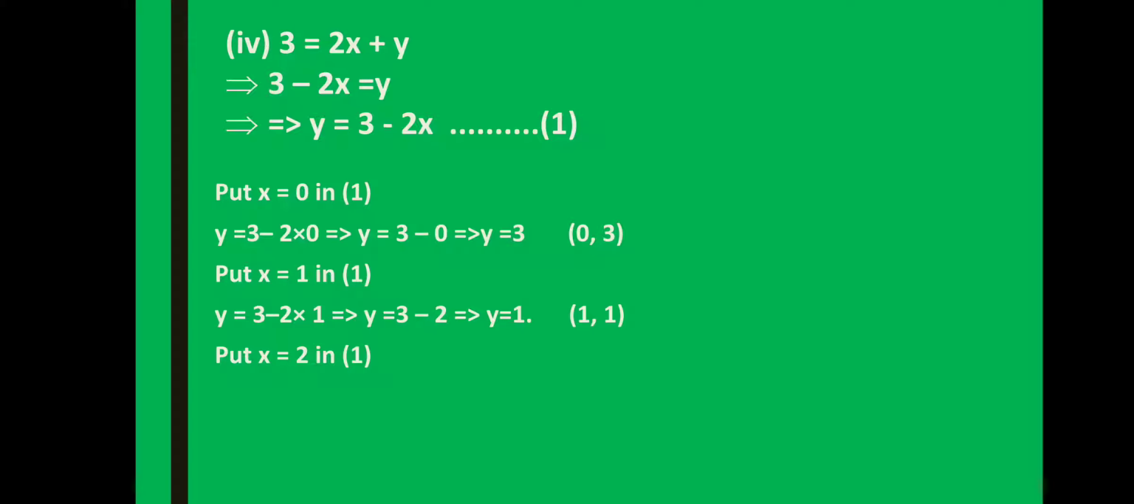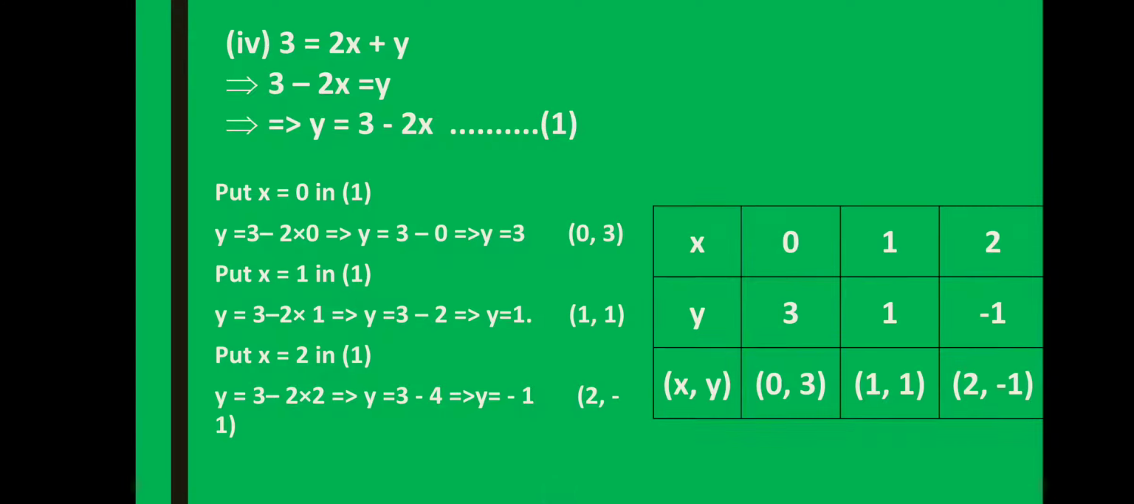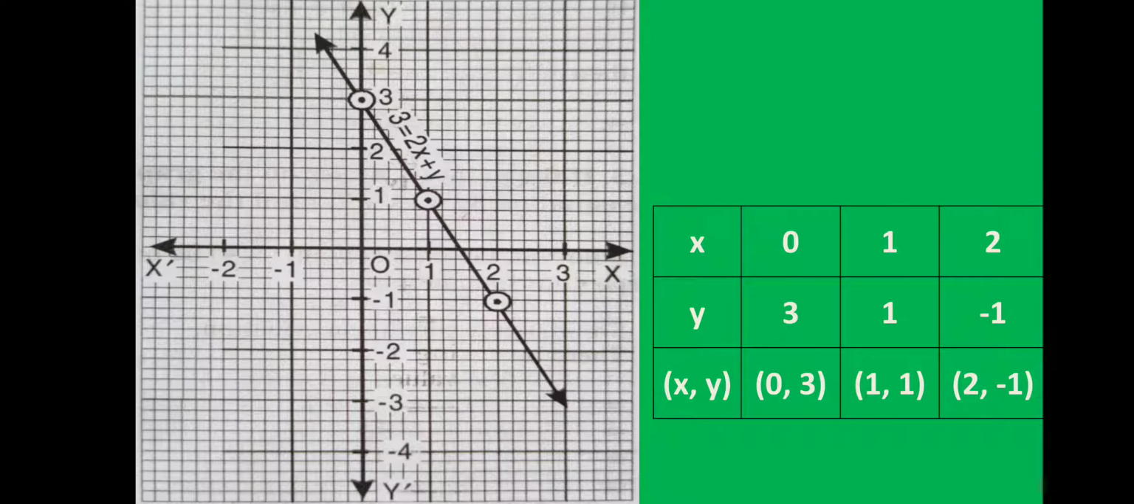Now put x equal to 2 in equation 1, then we get y equal to 3 minus 2 multiplied by 2, that is 3 minus 4, that becomes minus 1. So our solution becomes 2 comma minus 1. Then we will draw a table for the same like this. Then with the help of this table we will draw the graph on graph paper.